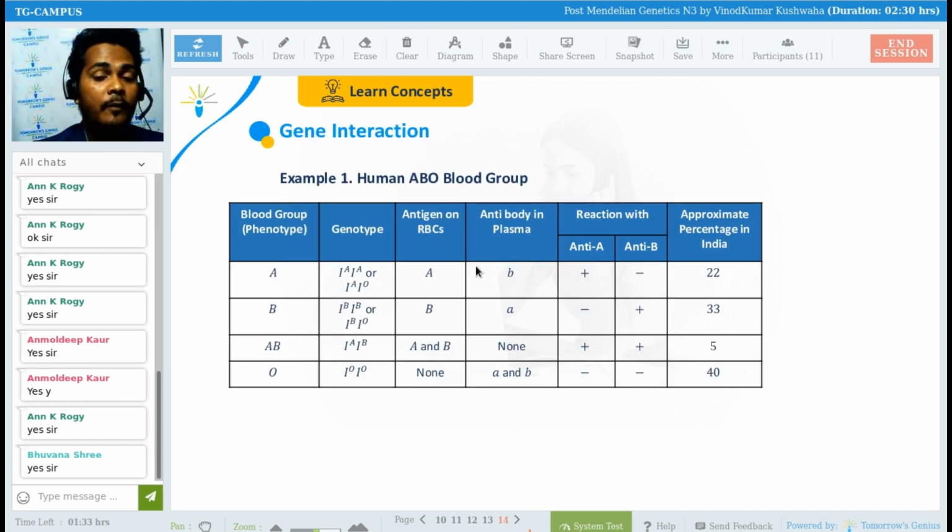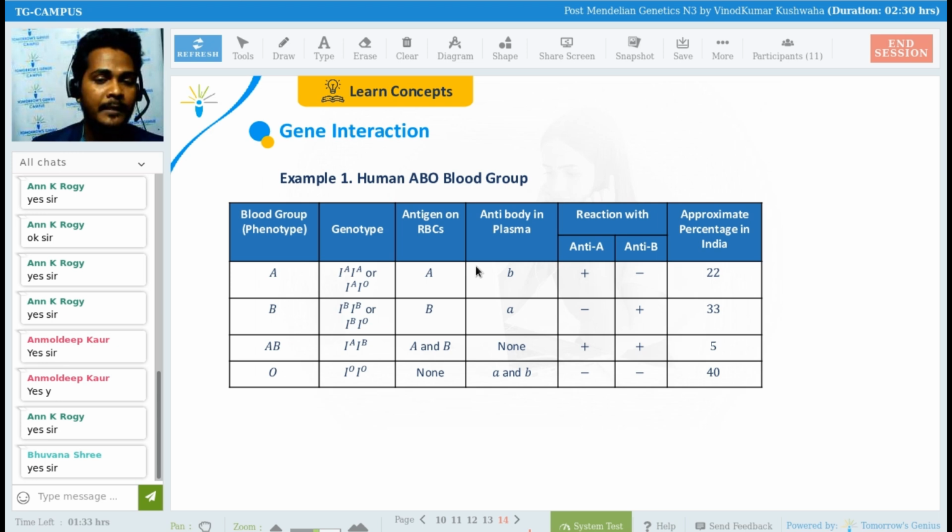The first example of multiple allelisms is the human ABO blood group. I'm not going to show you more details about it, as we have already studied how exactly it comes under multiple allelisms. The ABO blood group shows codominance, but not all cases of multiple alleles show codominance. Let me tell you how.